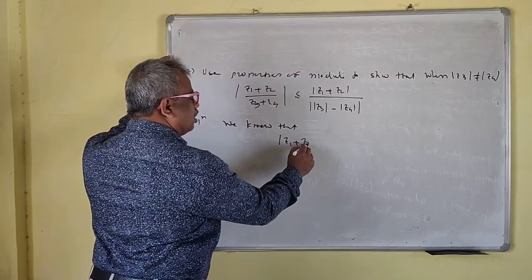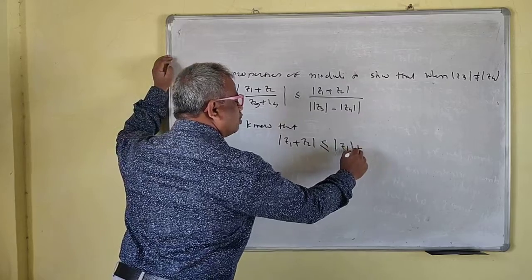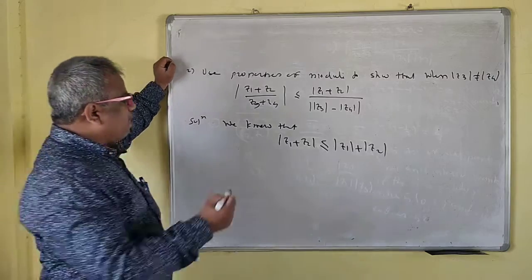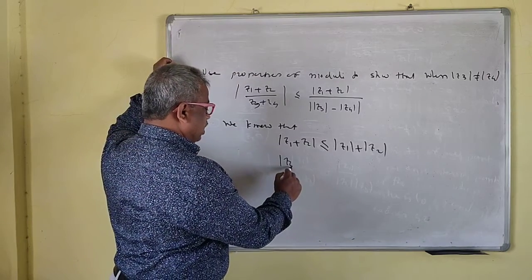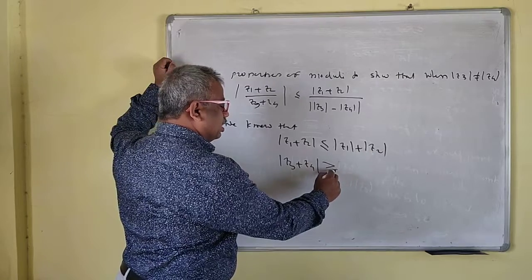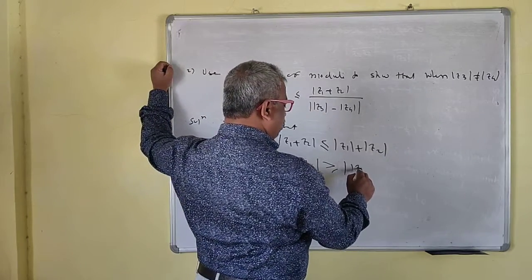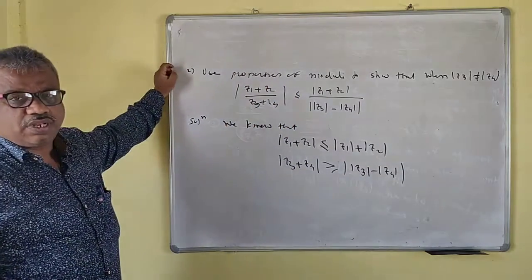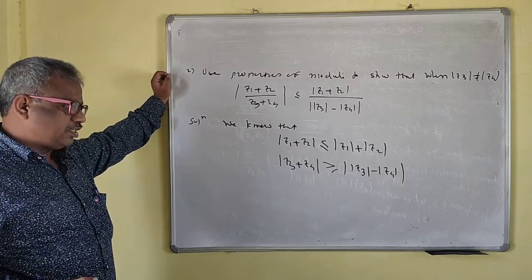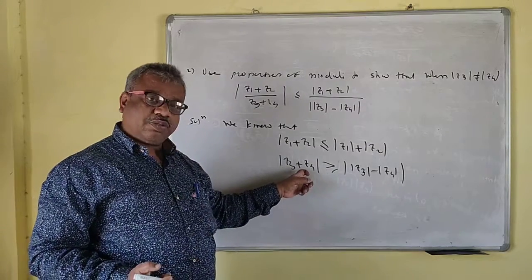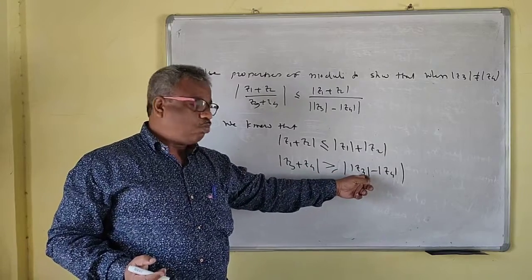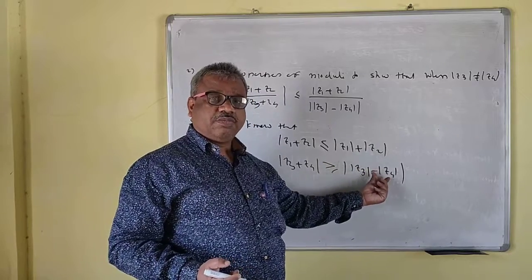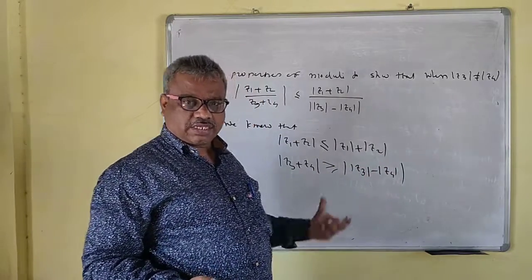We know that mod of Z1 plus Z2 is less than or equal to mod of Z1 plus mod of Z2. This is the triangle inequality. This is known to you. We have also known that mod of Z3 plus Z4 is greater than or equal to mod of Z3 minus mod of Z4. Actually, we wrote this in terms of Z1 and Z2 in the last video lecture: mod of Z1 plus or minus Z2 is greater than or equal to the whole mod of mod Z1 minus mod Z2. In the last lecture we have seen this one.